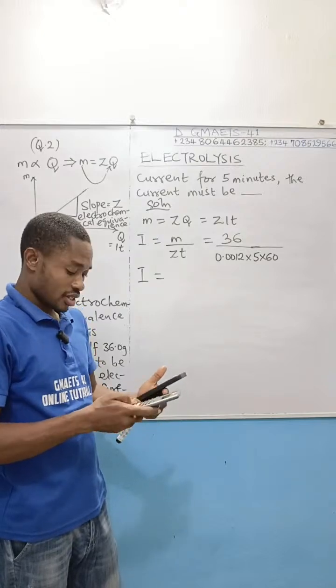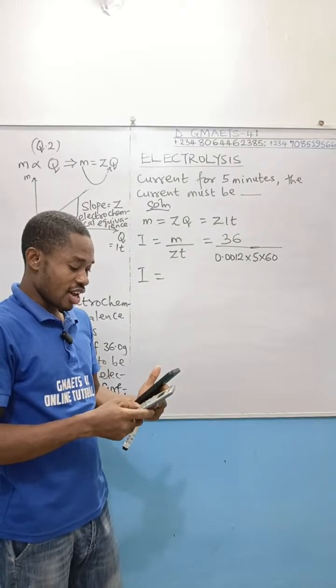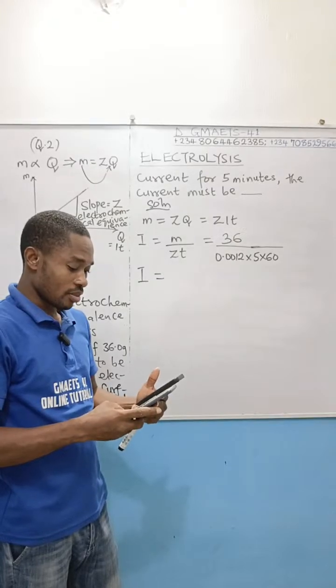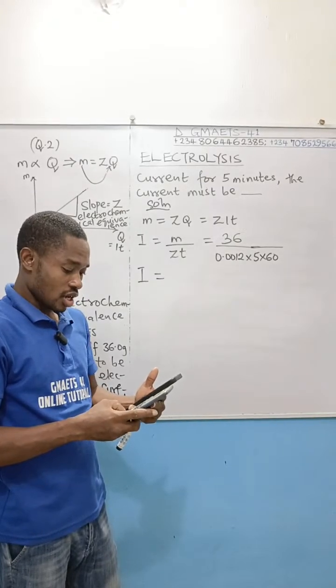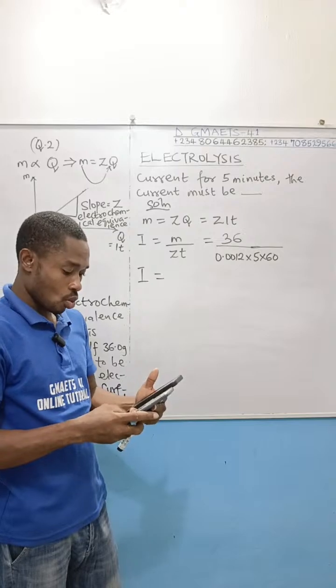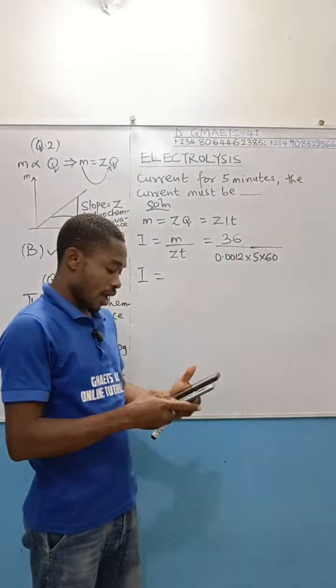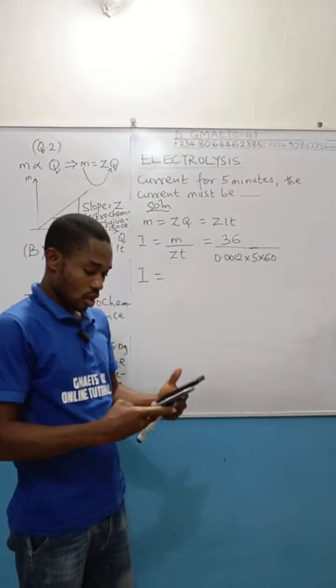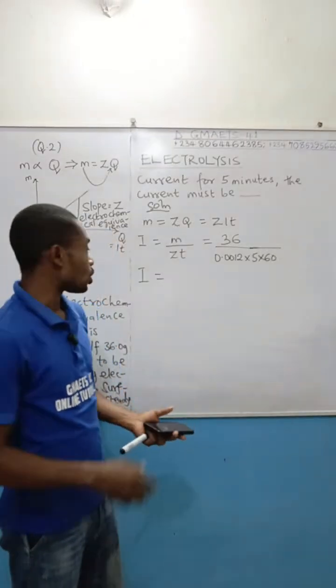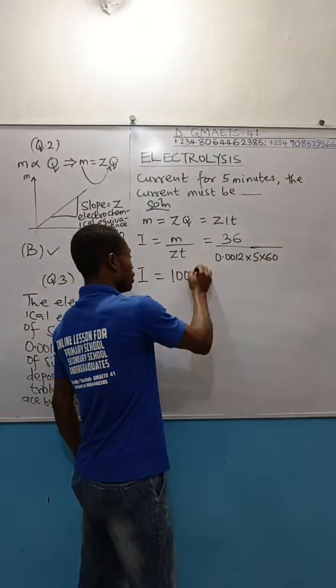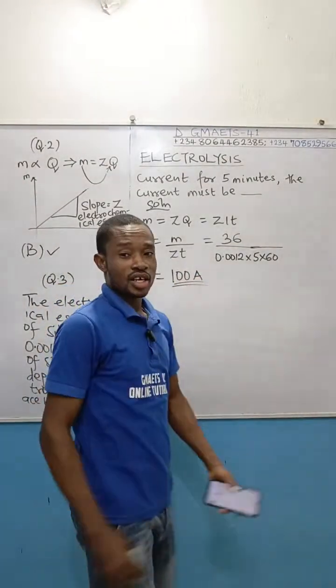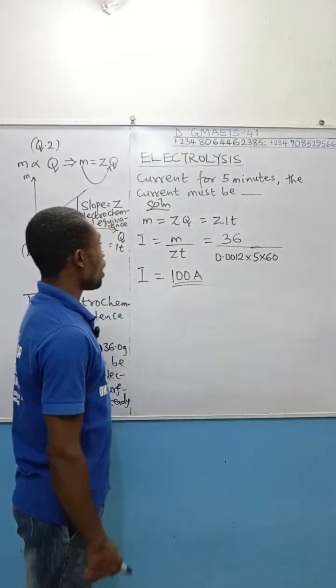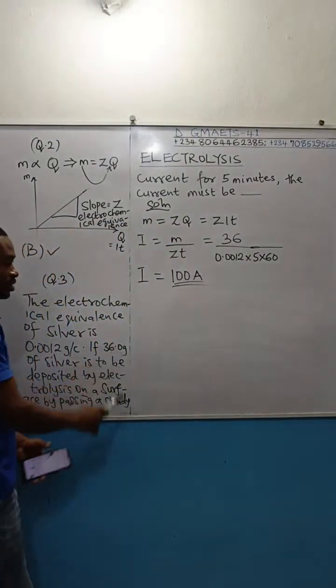So what we have here is 36 divided by, to press the denominator, I open up a bracket, 0.0012, then multiply by, I think 5 times 60 is 300. So let's see what we've got here. This is 100. So the current is going to be 100 ampere. And of course, that's the current that is required to deposit this mass, 36 gram.